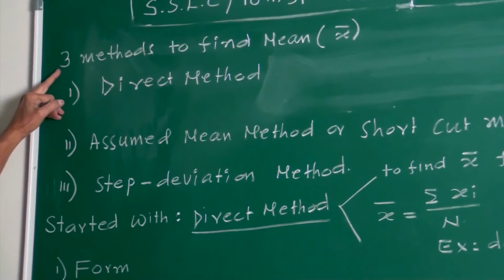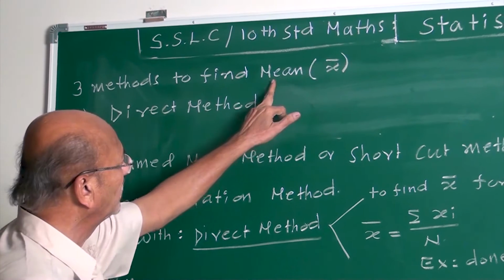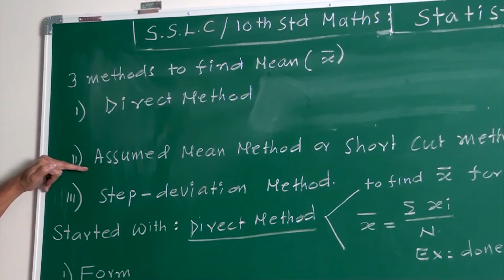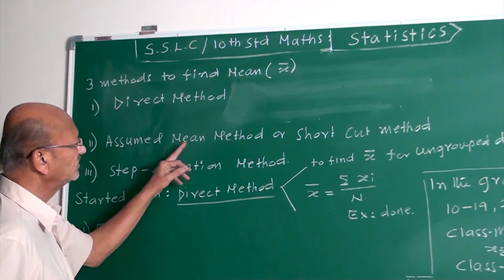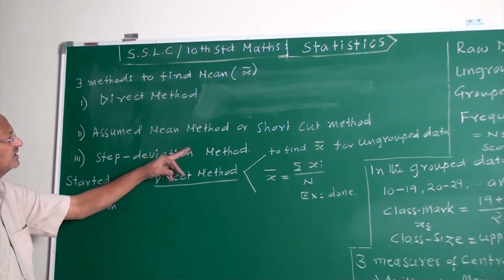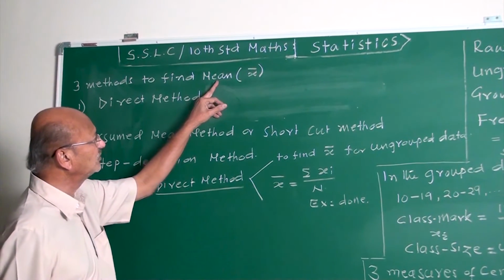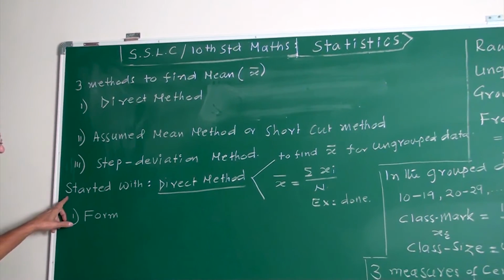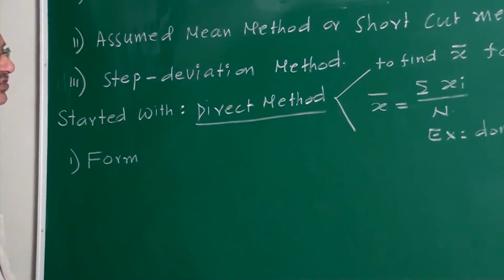There are 3 methods to find the arithmetic mean, which is x bar. The first method is the direct method. The second is the assumed mean method or shortcut method. The third is the step deviation method. All these are the three methods to find the arithmetic mean, or simply the mean. We start with the direct method.